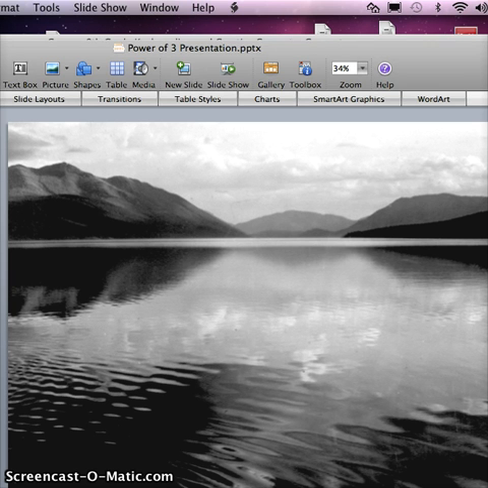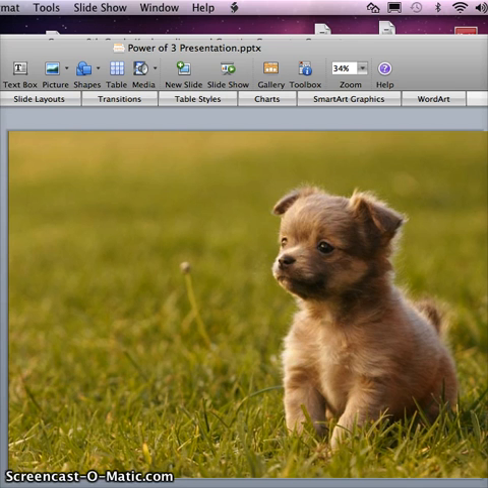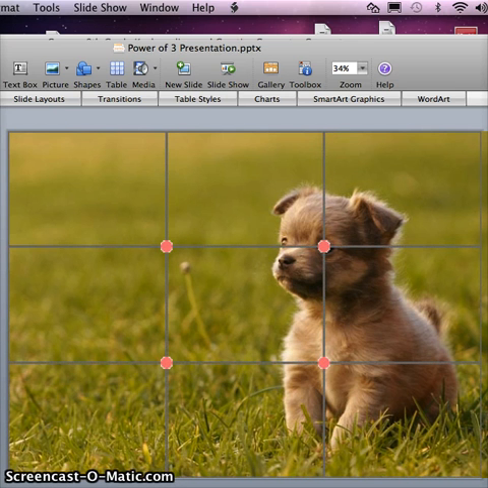We were looking at the puppy and how the puppy is placed right on the intersection line in the top right corner. And according to the rule of thirds, we should place our subjects asymmetrically at the intersection points, or one of those red dots.